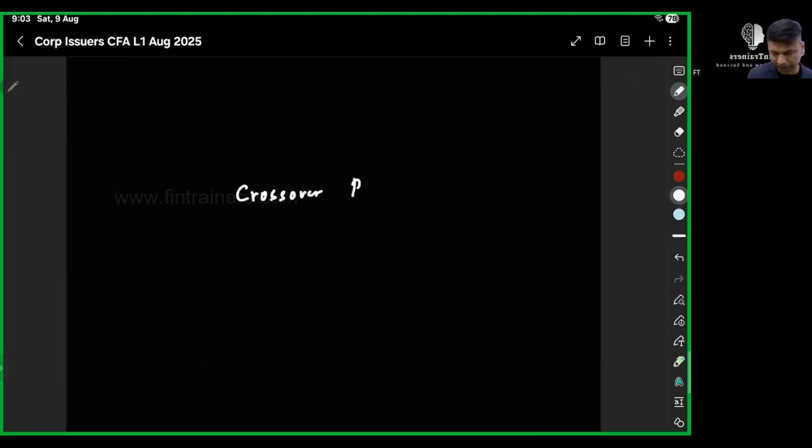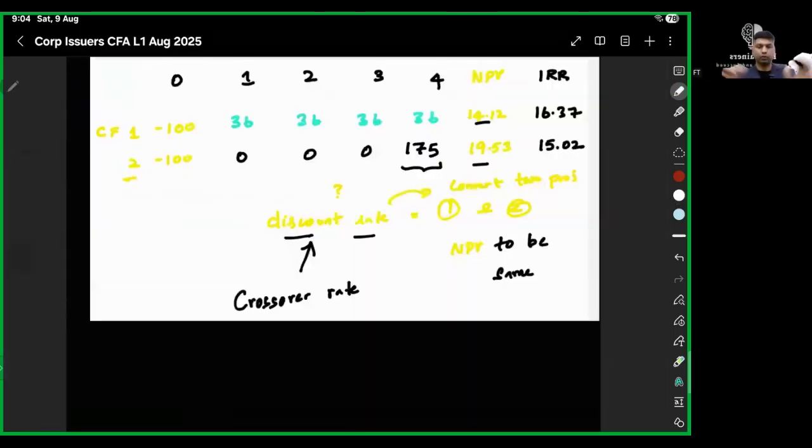This is not actually a LOS, but I saw a question, and to do that calculation we need to understand the crossover rate. The question was like this. They have given two projects here. The capital outlay is 100 on both projects for the first investment outlay. Then you have cash flows of 36, 36, 36 for the first project. The second project has no cash flow for the first 3 years, and then you have 175. They have also given the NPV for both projects, and the IRR. This is a question directly from the curriculum.